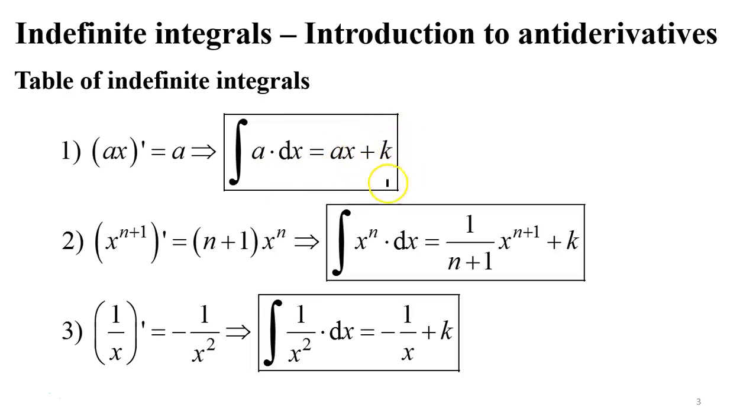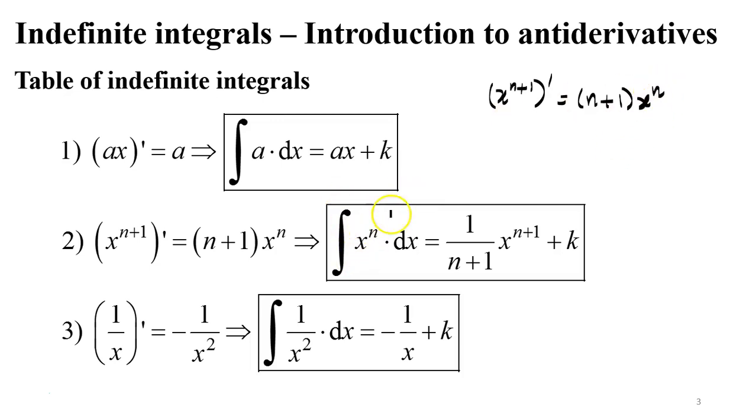the constant of integration. Now, regarding the power rule, we know that the power rule of derivatives would in fact consist of dropping the exponent, then subtracting 1 from the exponent. So n plus 1 minus 1 would in fact give you n.